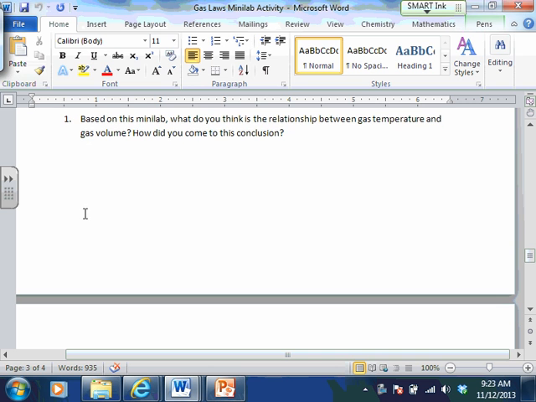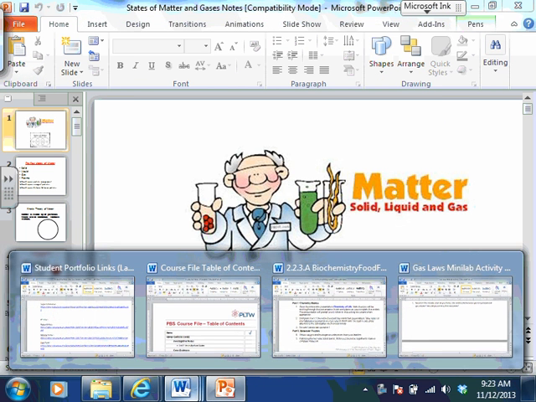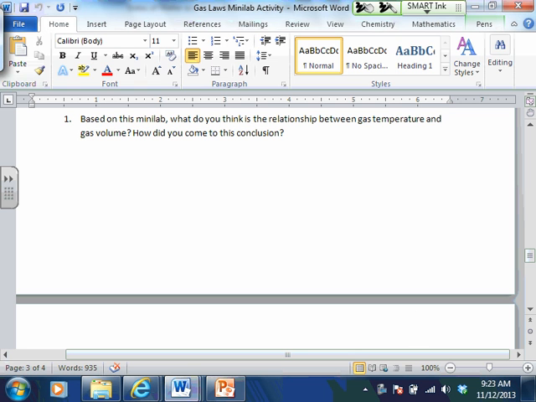Okay. Based on this minilab, what do you think is the relationship between gas temperature and gas volume? Okay? So gas temperature and gas volume, I don't know. My smartboard's weird. So if we increase the temperature, what would I say about the volume of the balloon? Yeah, it should increase, right? So increase the temperature, increase the volume. That's a direct relationship, okay? Does that make sense? You decrease the temperature of the balloon, you're going to decrease the volume of the balloon, okay?